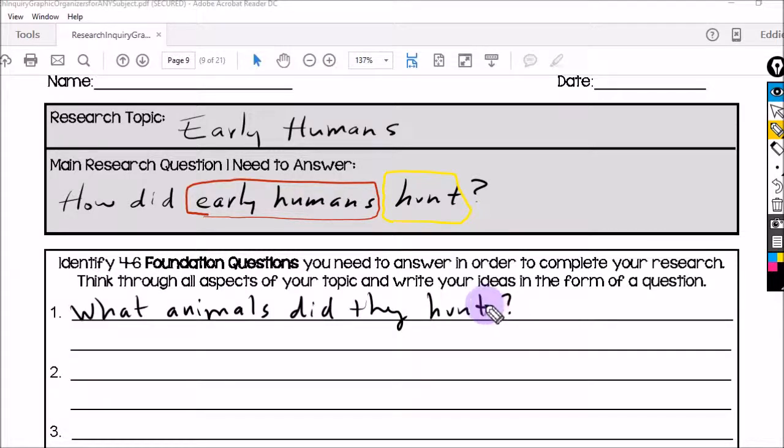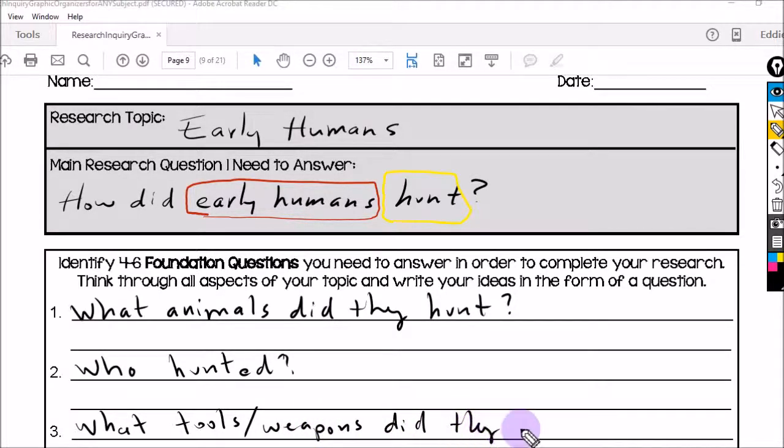Another thing I could say is who hunted? Was it boys, men, women, everybody? Who hunted? What tools or weapons did they use? I'm just writing sloppy here because I'm doing this fast, but you'll write a lot neater. Okay, so that's one example.